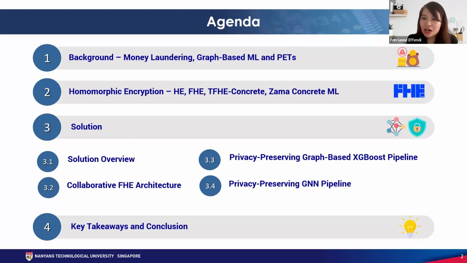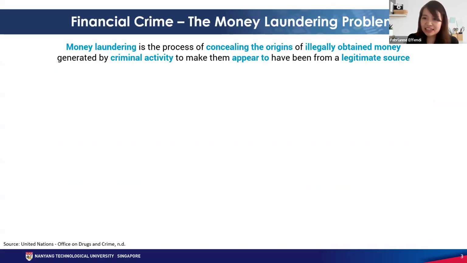So here's the agenda for today. I'll begin by giving you a background on the money laundering problem, graph-based machine learning, and privacy-enhancing technologies, followed by a deep dive into homomorphic encryption and zooming into fully homomorphic encryption over the torus. Then followed by the solution itself, which comprises two key pipelines, a privacy-preserving graph-based XGBoost pipeline and a GNN pipeline. And finally, some key takeaways and conclusion. If you have any questions, you can write your questions in the chat box, and later at the end, we can take any questions that you can have. With that, let's begin.